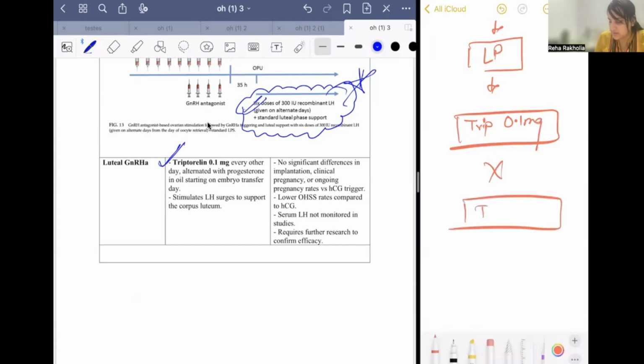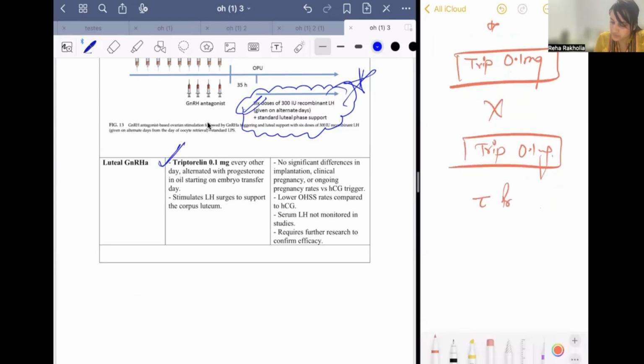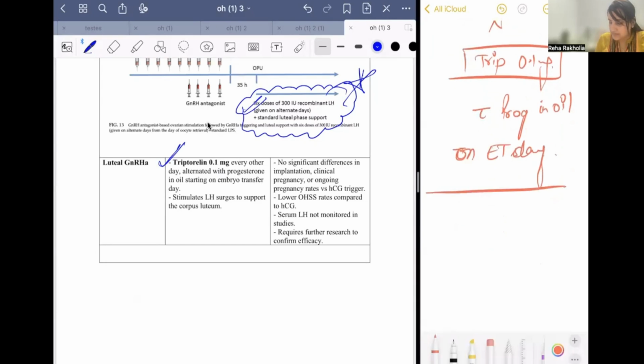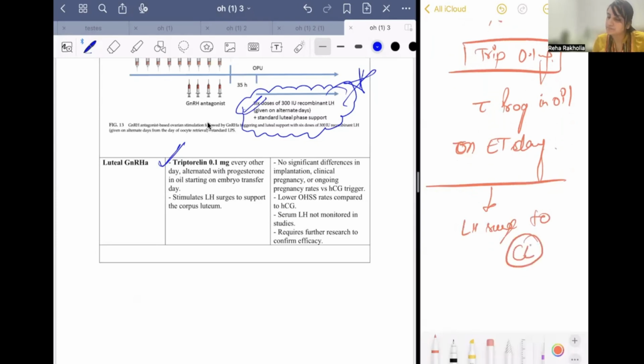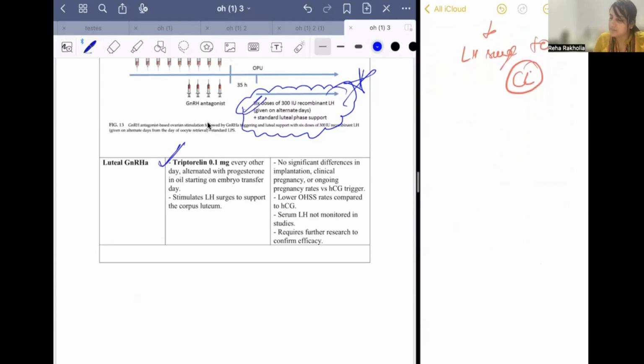Then next day, again, triptorelin 0.1 milligram with progesterone in oil starting on embryo transfer day. This will stimulate LH surge to support corpus luteum. This will cause effective luteal phase support without the use of HCG. Thereby, this will significantly reduce OHSS risk.